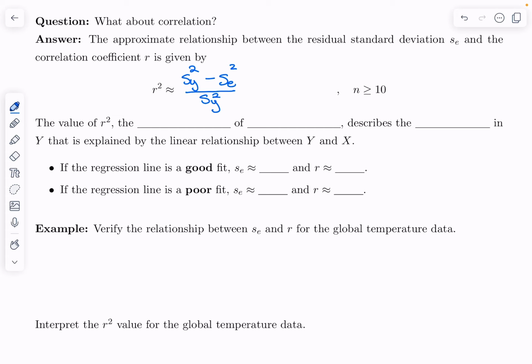Now, let me rewrite this by dividing by the standard deviation of the y's squared. I'll get 1 minus the residual standard deviation squared over the standard deviation in y squared. And r squared has a particular name. It's called the coefficient of determination.